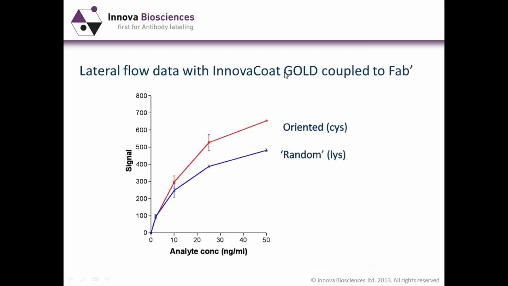Okay, why would you orient your antibody? Well, you can get improved performance. So this is some lateral flow data with an overcoat gold coupled to Fab, either oriented through cysteine or in a random orientation through lysines, which are distributed across the whole fragment. So you can see that the signal is actually greater with the oriented coupling than with the random coupling.